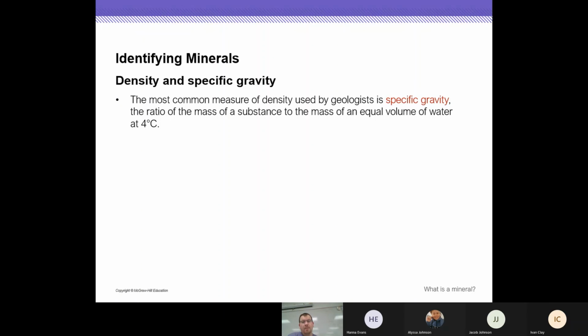And the most common measure of density used by geologists is specific gravity, the ratio of the mass of a substance to the mass of an equal volume of water at 4 degrees Celsius. This one's very helpful as well.